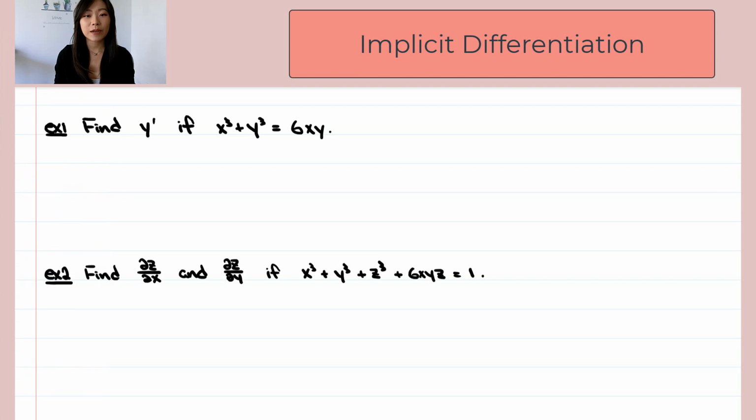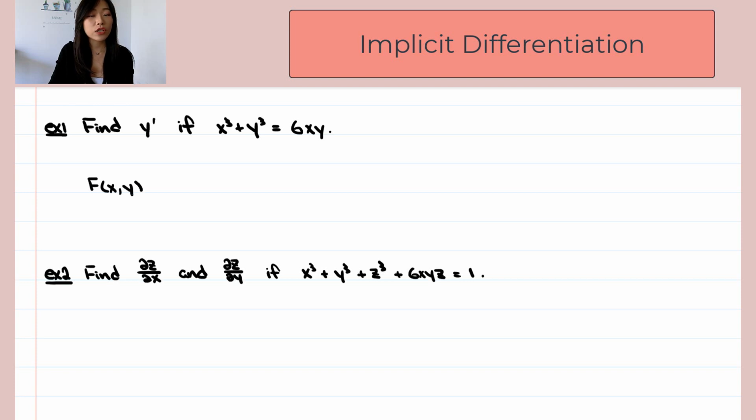Now let's look at two examples using the equation that we just derived. So the first one, we want to find the y prime if the equation is x cubed plus y cubed equals 6 times x times y. So this equation involves two variables, x and y. So I can define my function f as a function of x and y.